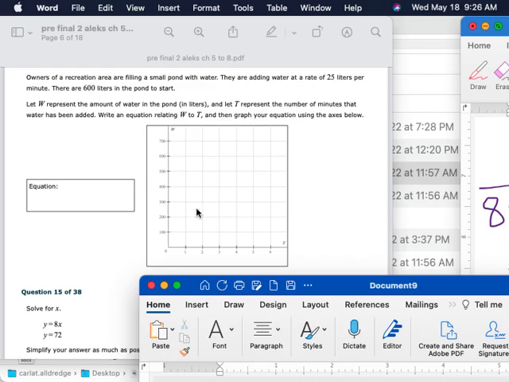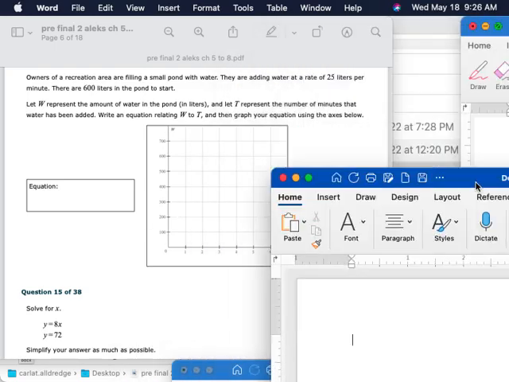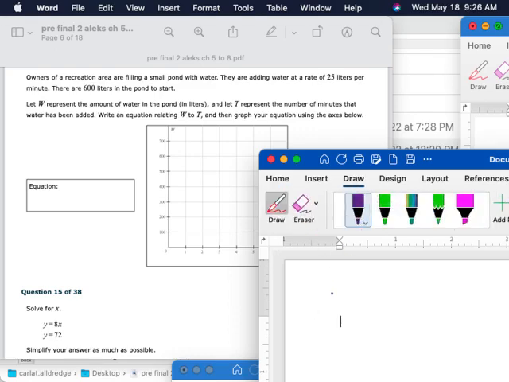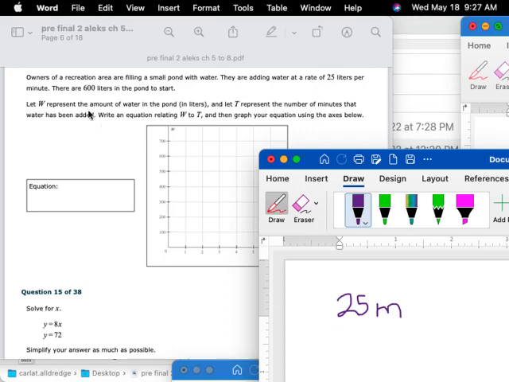Okay, so what are we going to do here, guys? Let's get our little document up here. Owners are filling a pond with water. They are adding water at a rate of 25 liters every minute. So the number of minutes would be multiplied by the 25. There are 600 liters in the pond to start with. So wouldn't that be my y-intercept? Where we started would be the y-intercept.